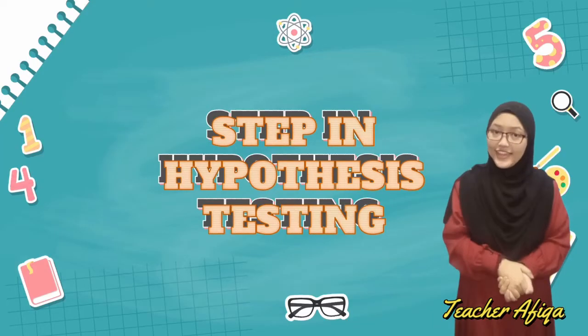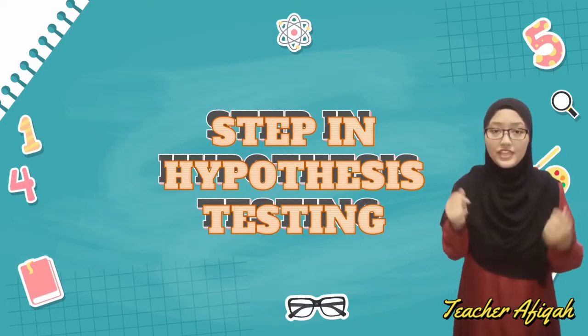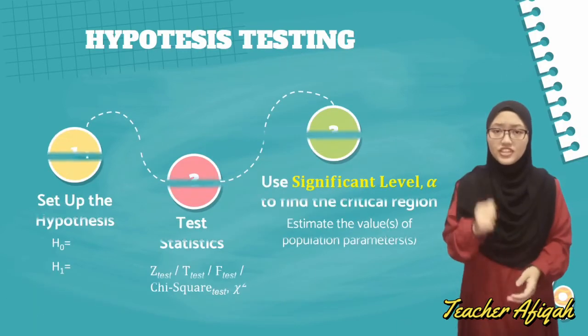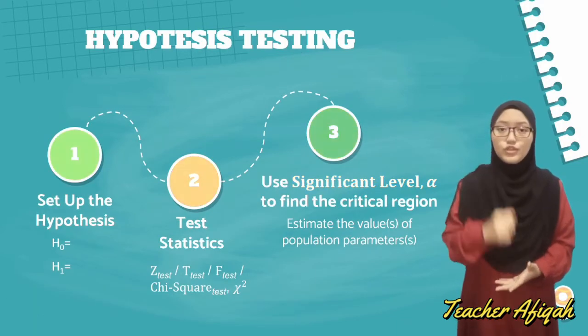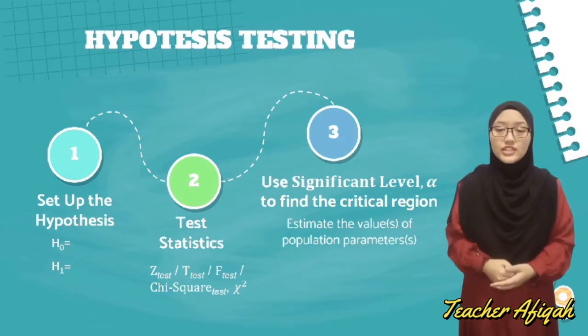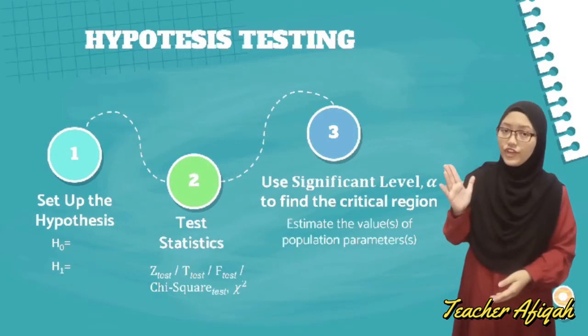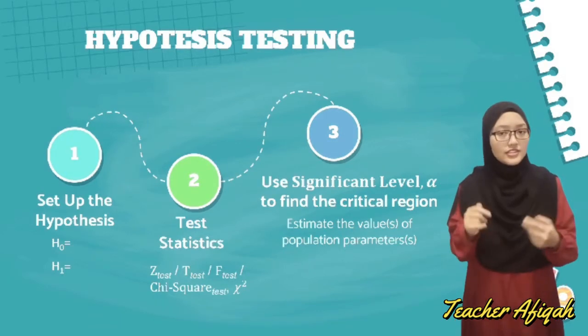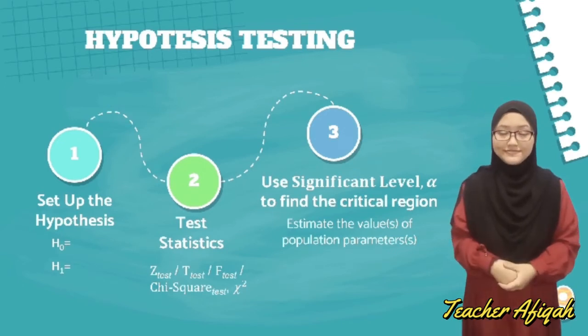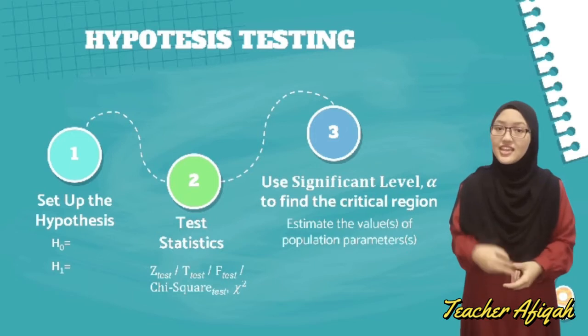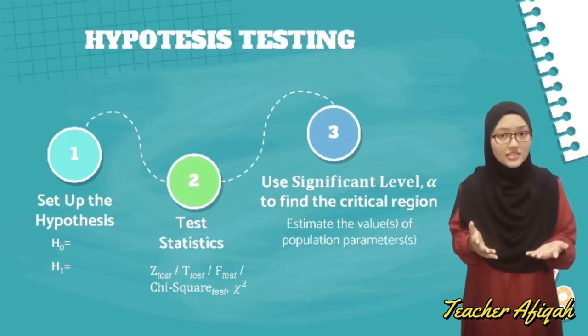So today I will explain the steps in hypothesis testing. In hypothesis testing, there are 5 steps. First, we need to set up the hypothesis. We need to find the null hypothesis and the alternate hypothesis from the equations. Next, in step 2, we need to set up the test statistic, such as z-test, t-test, f-test or chi-square test.